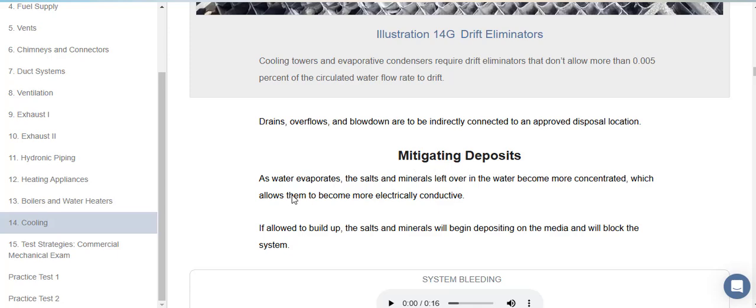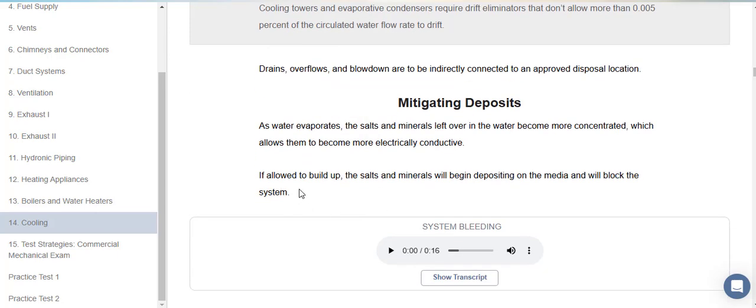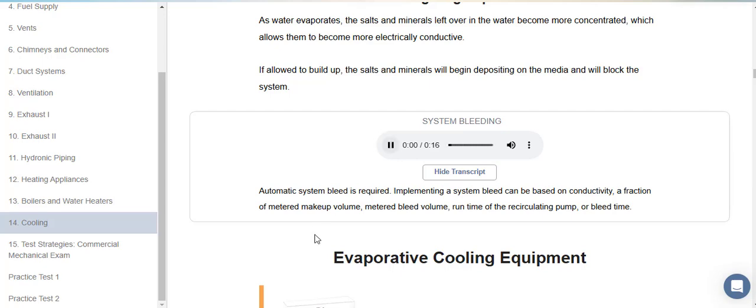Mitigating disposal: as water evaporates, the salt and minerals left over in the water become more concentrated, which allows it to become more electrically conductive. If allowed to build up, the salt and minerals will begin to deposit on the media and will block the system. System bleed: automatic system bleed is required. Implementing a system bleed can be based on conductivity, a fraction of metered makeup volume, metered bleed volume, runtime of the recirculating pump, or bleed time.